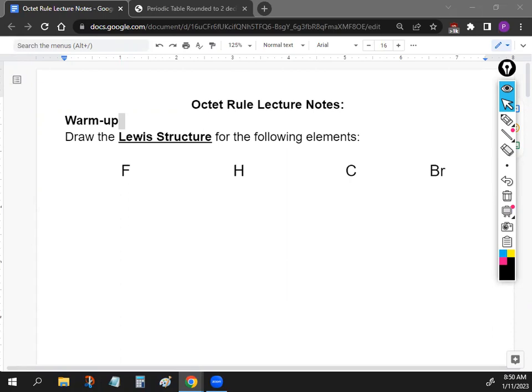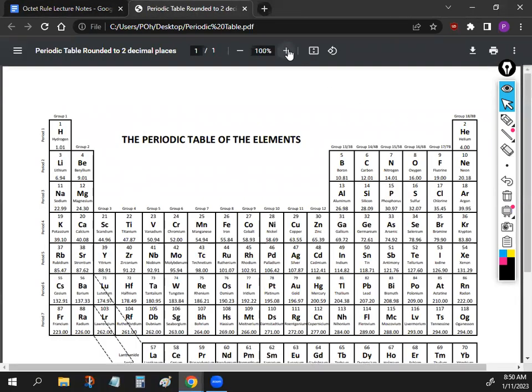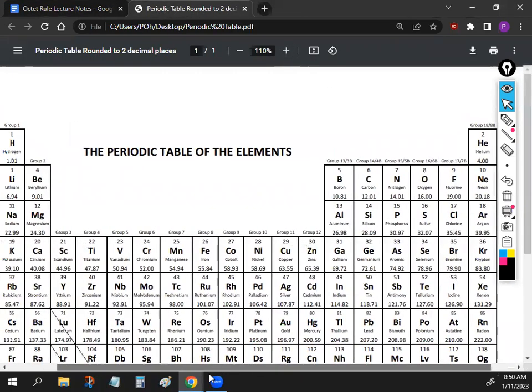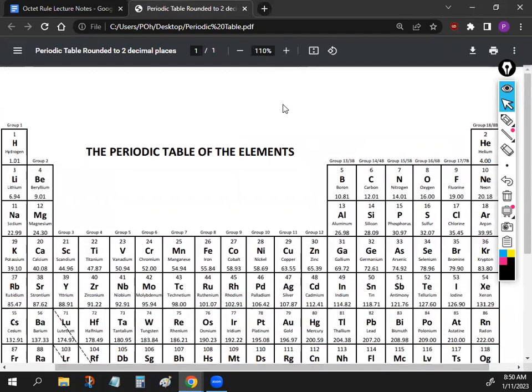So for this problem, all you have to do is draw the Lewis structure. This is the easy one where you only draw the valence, or the outside, electrons. So let's go to the periodic table and draw all of these. Okay, so FHCBr. That's more for me to remember. FHCBr. Okay, so let's start with F.